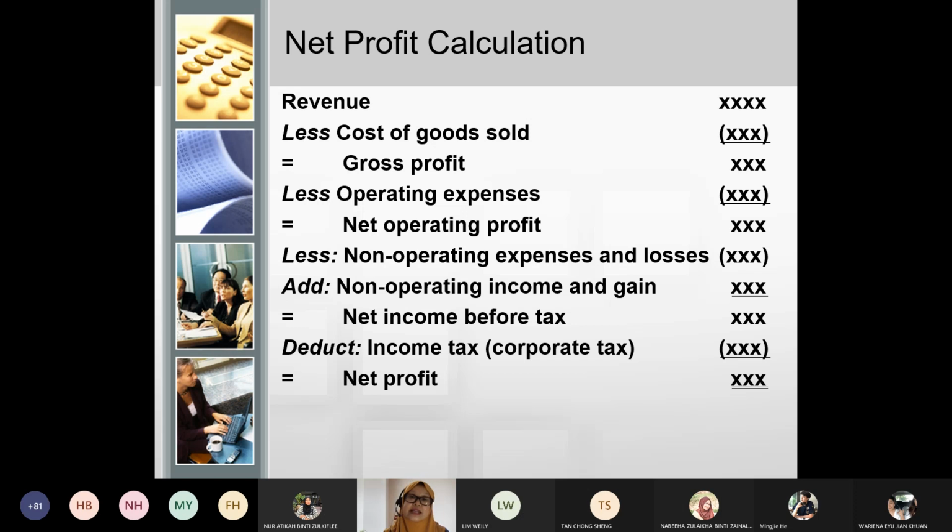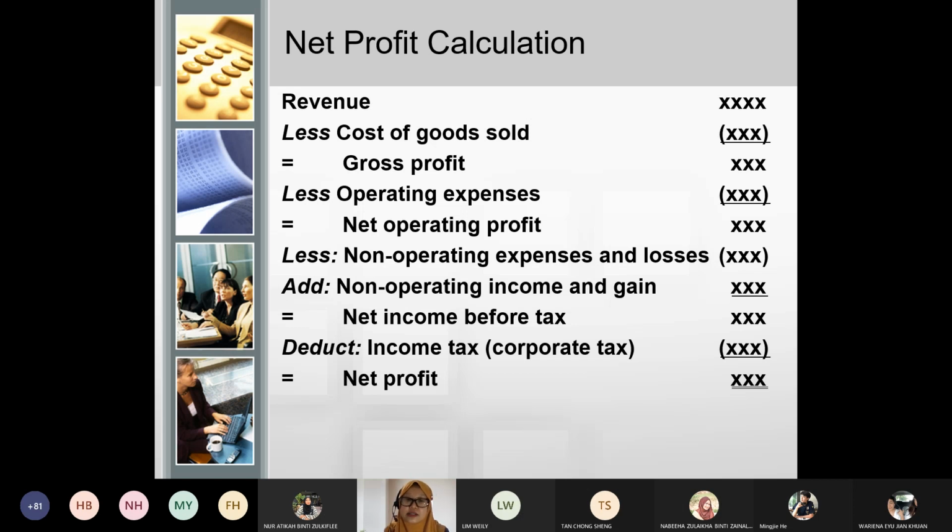Usually we separate the tax from other non-operating expenses. Just now I gave you examples like non-operating expenses such as interest expenses and tax expenses, but usually we have to report tax separately, because we need to know how much is the net income before tax. So from net income before tax, we minus the income tax expenses, and lastly we get the net income after tax, or net profit after tax. This is the bottom line of the company.